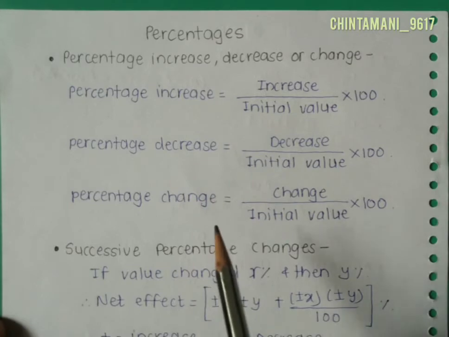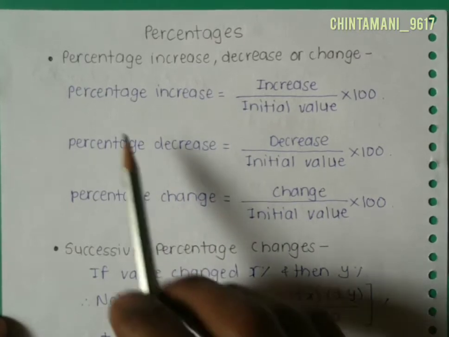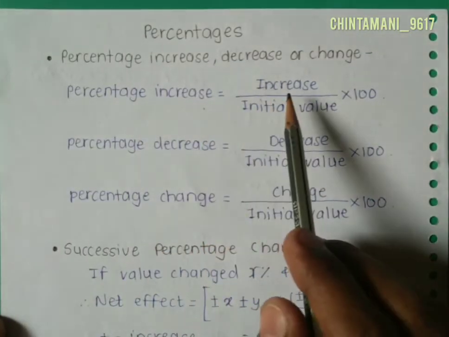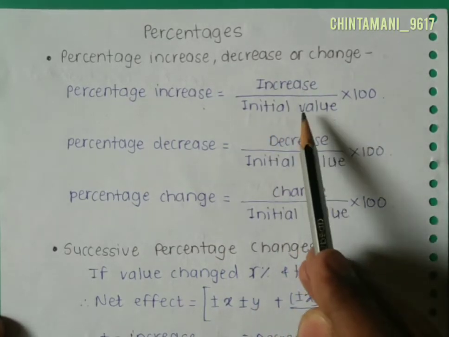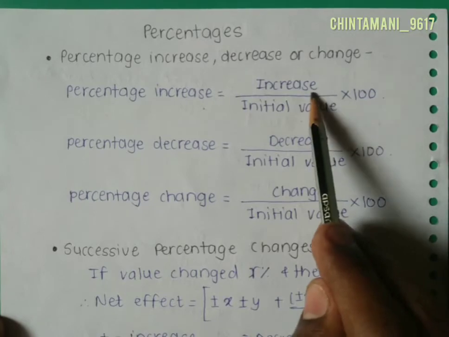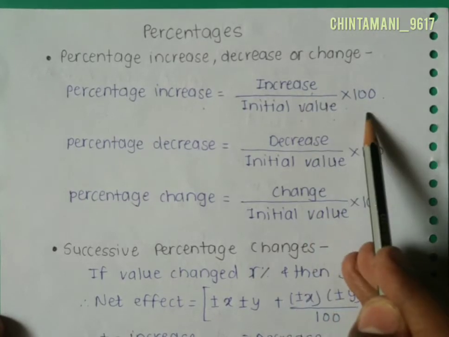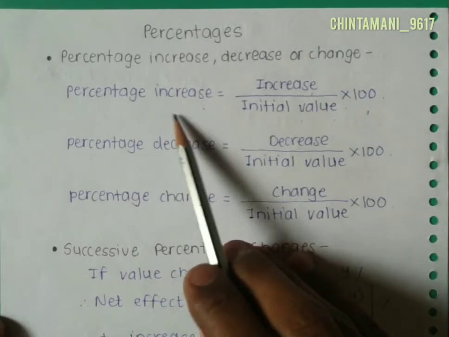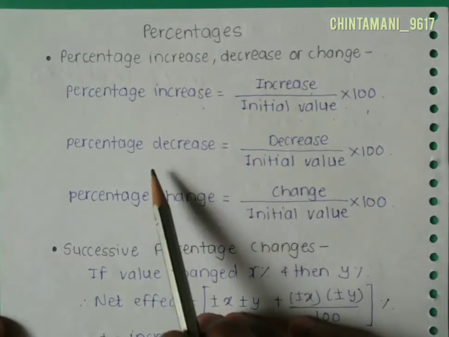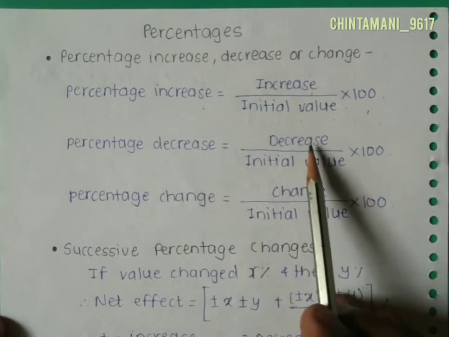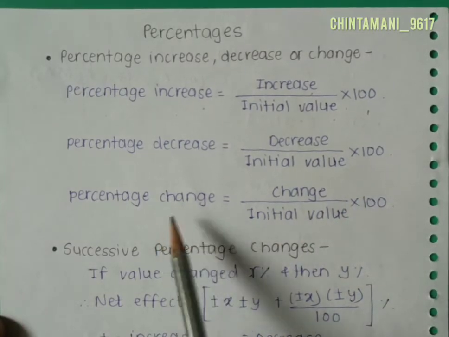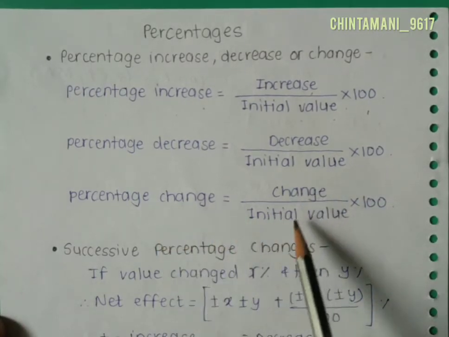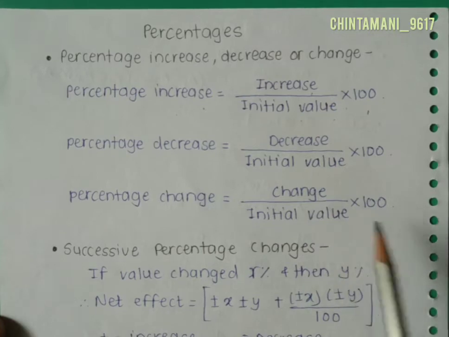There are three formulas. What are they? Percentage increase is equal to the increase upon the initial value, whichever the initial value which has increased, into 100. This gives us the percentage increase. Similarly, percentage decrease is written as decrease divided by initial value into 100. Similarly, the percentage change is written as change upon the initial value into 100.